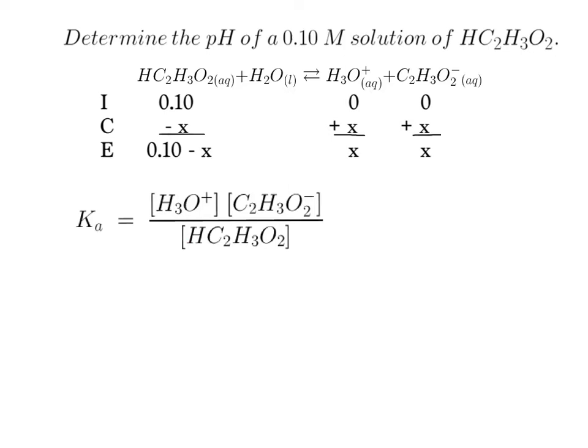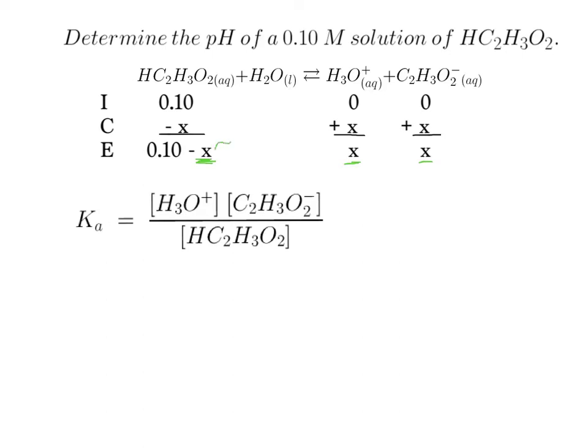All right, so now I have my ICE box and I have my Ka expression. All I have to do is plug the numbers in and I'm good to solve. Now, one thing I want you to notice beforehand is that we're going to end up having a very weak acid, so this x here is going to be very small. It'll be small in all the places that we see it, but over on the left-hand side, on the reactant side, it's actually going to matter.